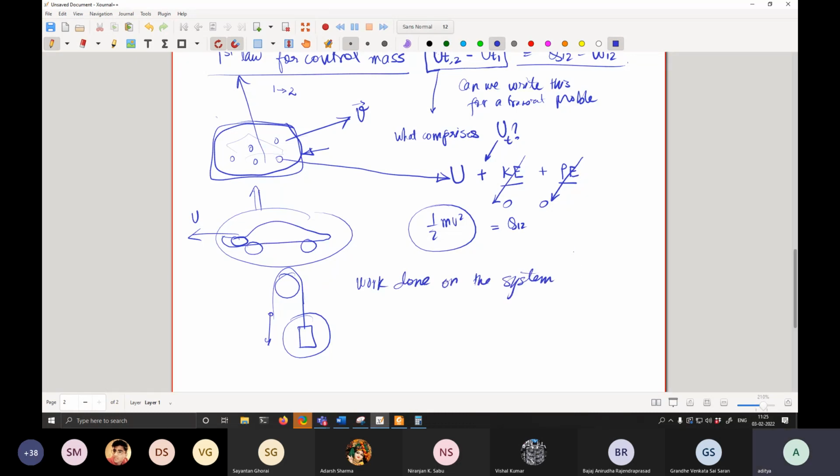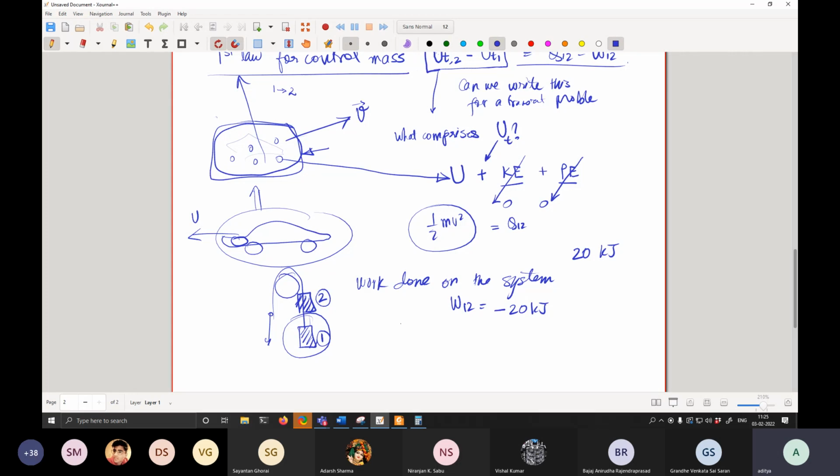Suppose I do 20 kilojoules of work on the system. So what is the sign? What would W12 be for this control mass? Work is done on the system. It's at state 1 and it gets lifted to state 2. What is the work done on the system? It will be minus 20 kilojoules, because work done by the system is positive. So W12 will be negative.